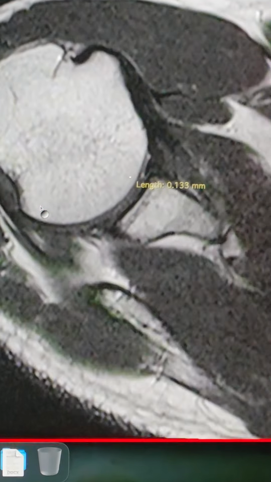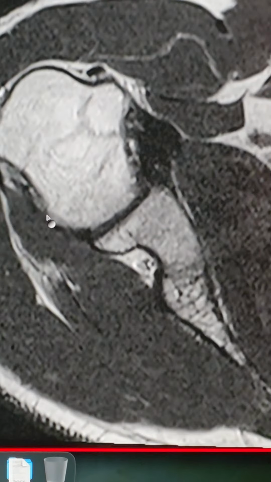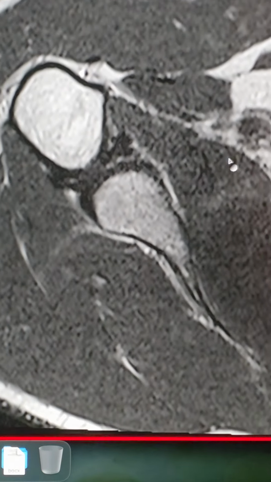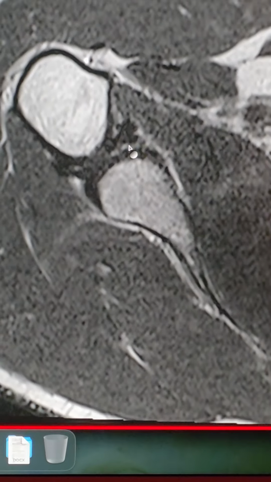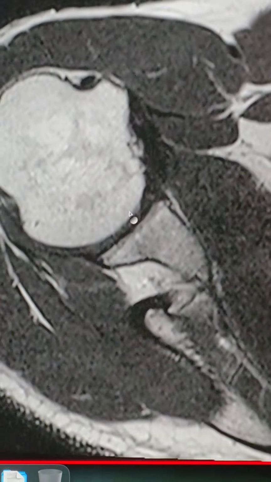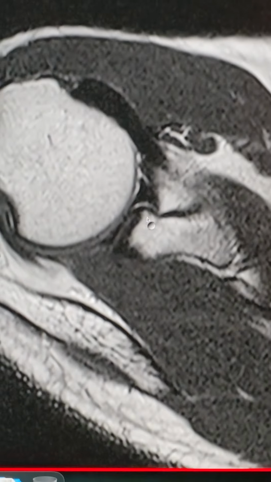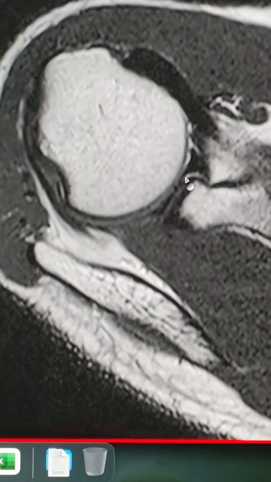Associated with this, generally we get a labral tear, which is known as a Bankart's tear. So here there is a tear of the anterior inferior labrum, which we can see extending superiorly up to the 11 o'clock position.